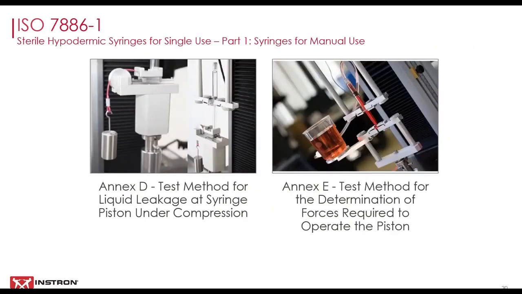ISO 7886-1 covers testing for single-use hypodermic needles. Annex D describes a test method for liquid leakage at the syringe piston under compression. This test requires that the syringe be pre-filled, capped, and then tested axial under compression while a side load is applied to the plunger. After a 30-second force hold, the syringe must be checked for leaks.